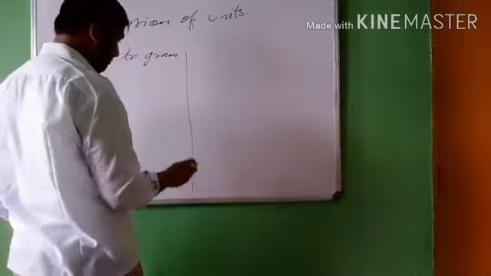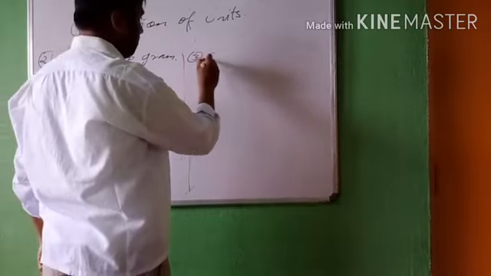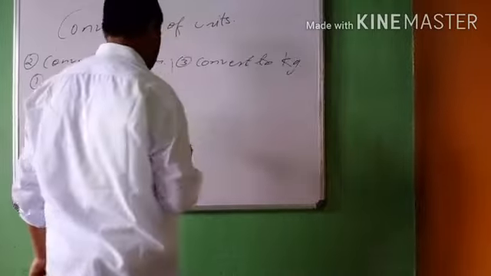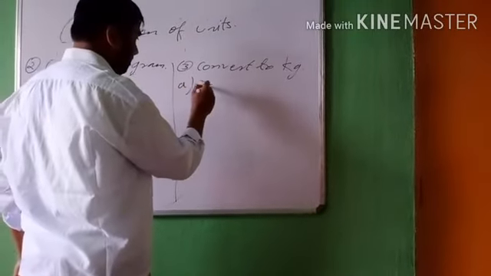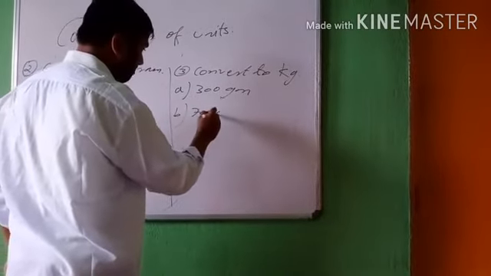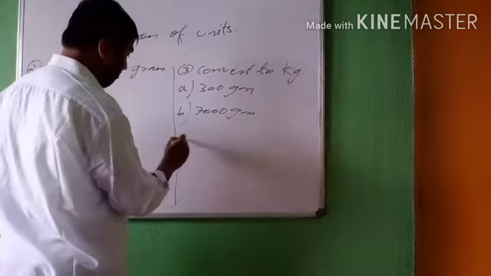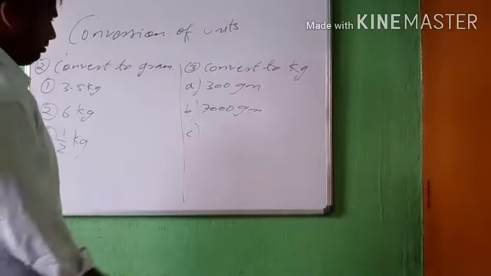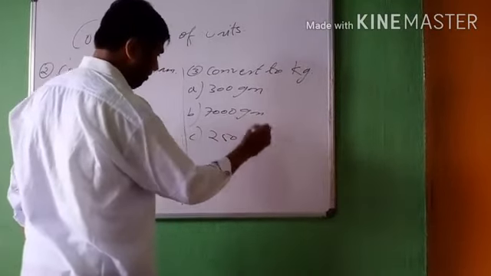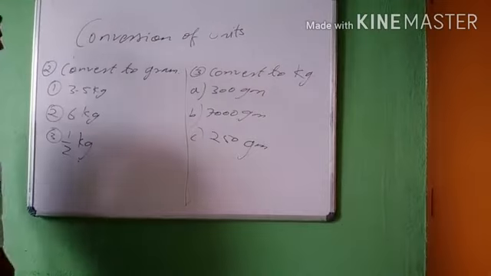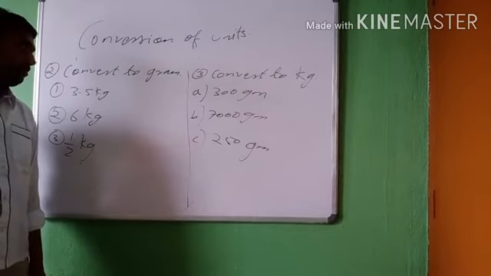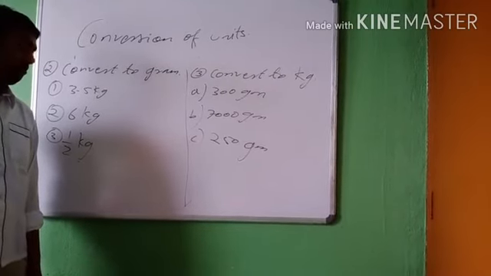Question number three: convert to kg. Number A, 300 grams. Number B, 7000 grams. And number C, 250 grams. Okay, in this video, this much. Try these questions. If you have doubt, or if you are not able to solve, you can mail me. In the next video, I will show you the solution, in case you are not able to do it. Thank you.